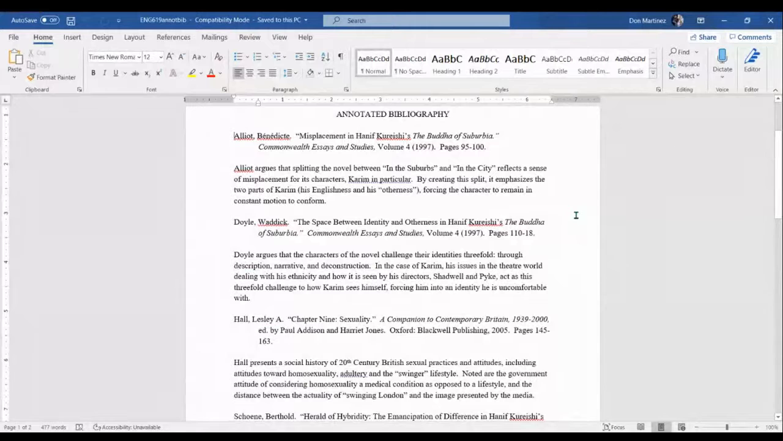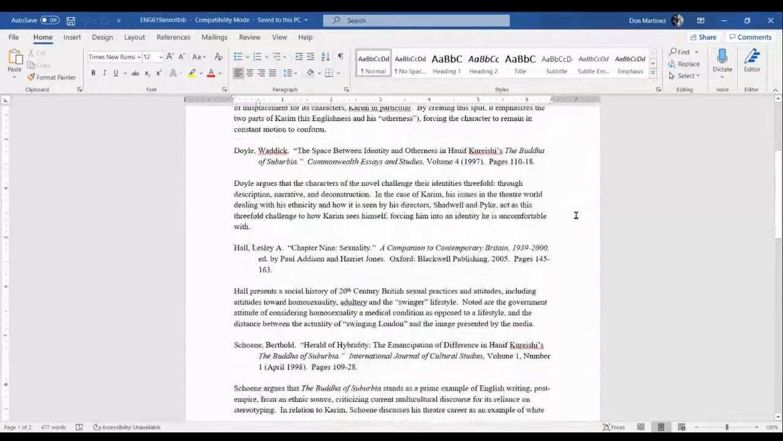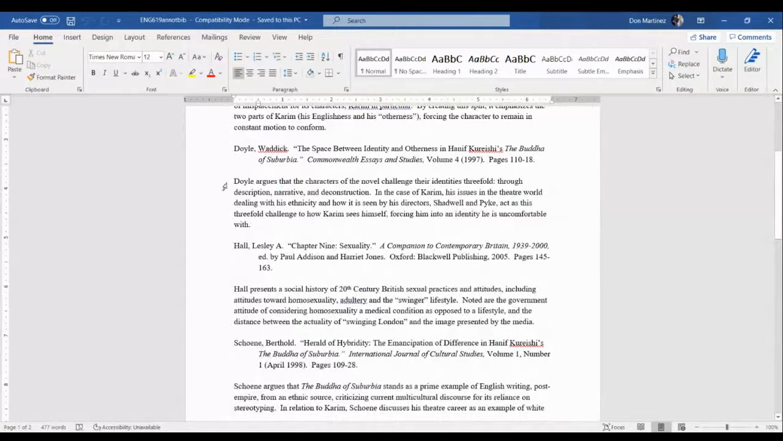And we'll just take a look at some of these at random. We'll go with the second one here. Okay. So here's the bibliographical listing for it. It's for an article by Waddick Doyle. The title of the article is "A Space Between: Identity and Otherness in Hanif Kureishi's The Buddha of Suburbia," from a journal called Commonwealth Essays and Studies, Volume 4, 1997, pages 110 through 118. Okay? So that is the basic bibliographical listing.